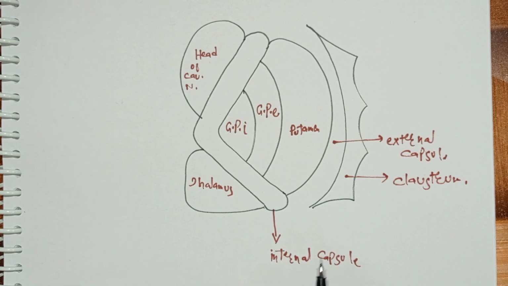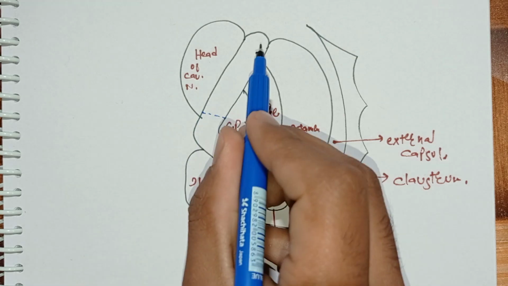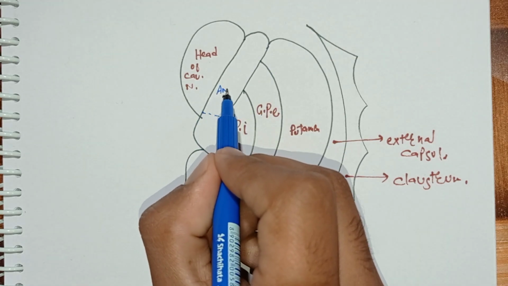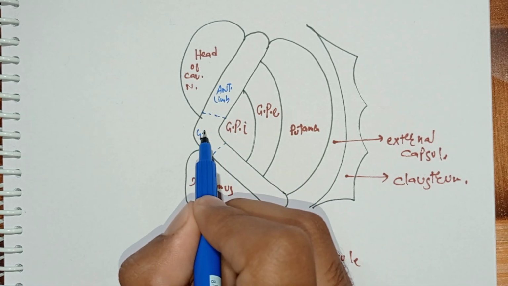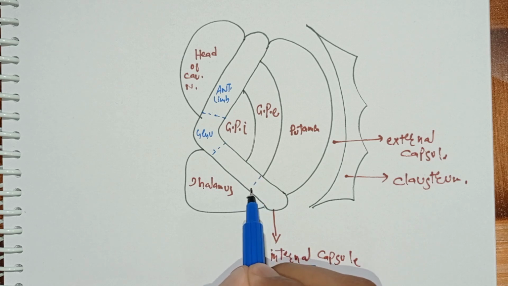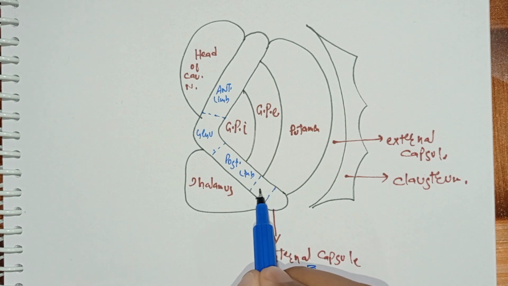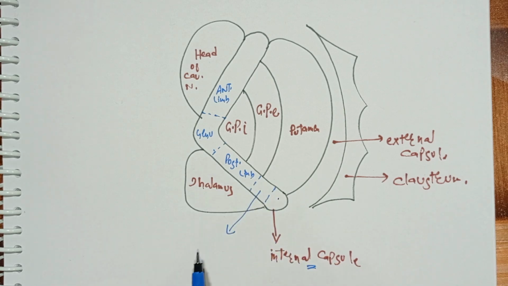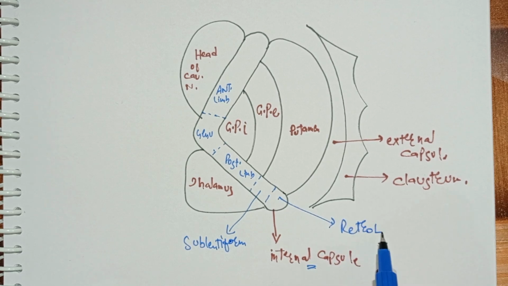This internal capsule has certain parts. This part from here to here is known as the anterior limb of internal capsule. This bend is known as the genu of internal capsule. From here to here is the posterior limb of internal capsule. And these two parts are known as the sublentiform part and the retrolentiform part. So this is the diagram of the basal ganglia.